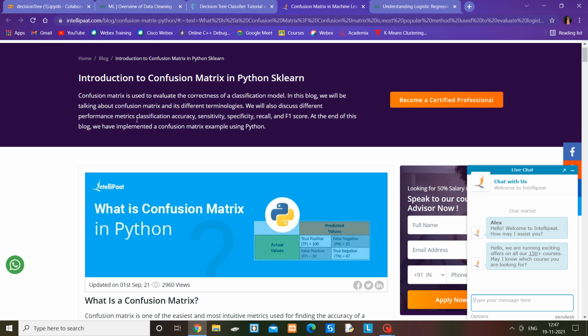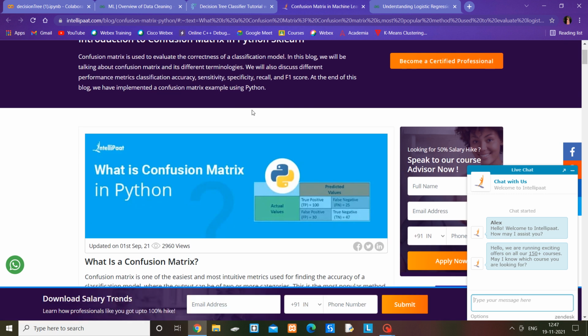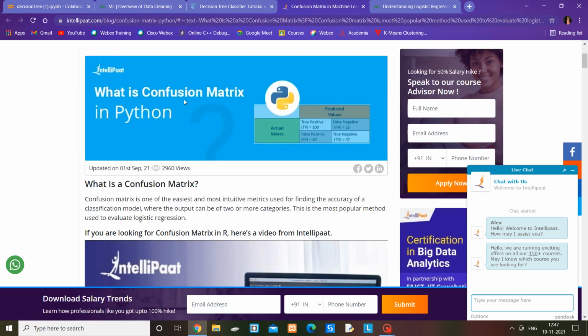In this block we will be talking about the confusion matrix and its different terminology. We will also discuss different blocks. We will implement the confusion matrix using Python.